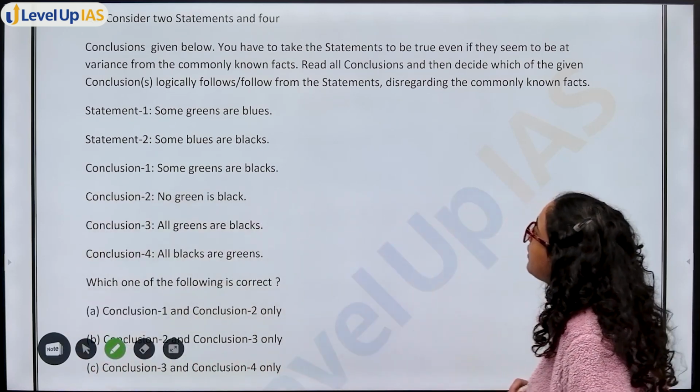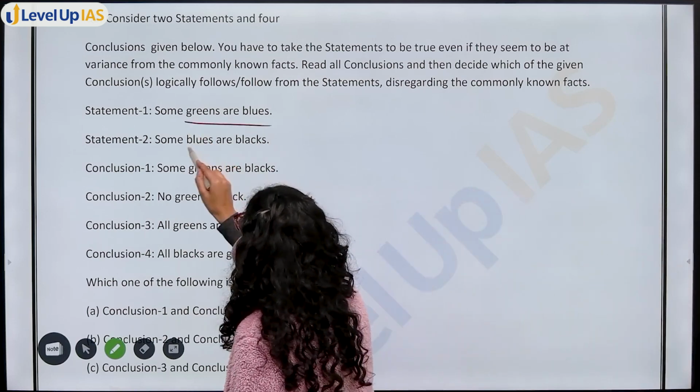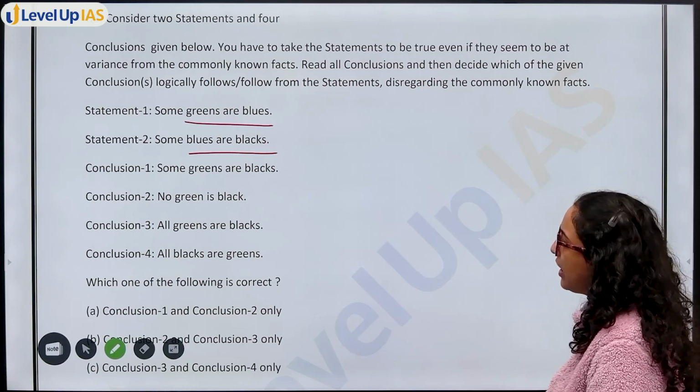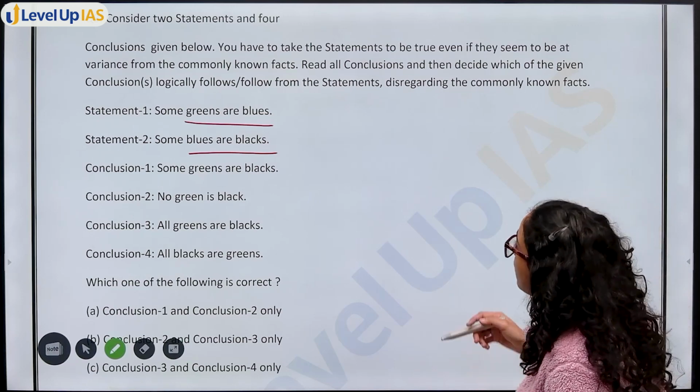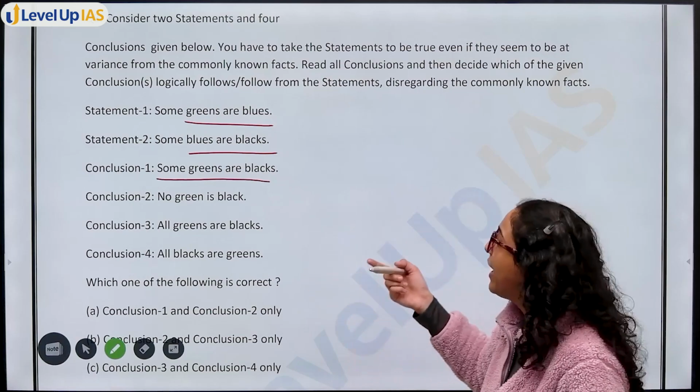Statement 1: some greens are blues, some blues are blacks. Now, the first conclusion is some greens are black. Is it always true? You have to find out.